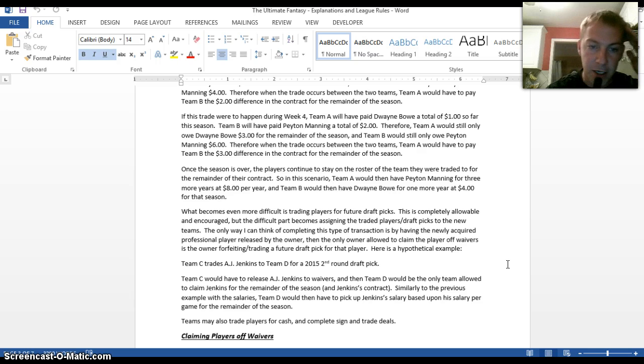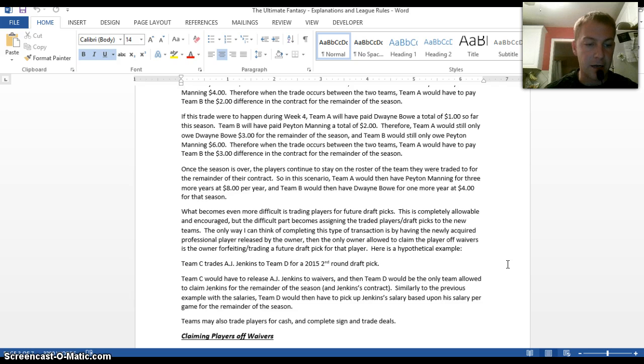So here's an example. Team C trades A.J. Jenkins to Team D for a 2015 second round draft pick. Team C would have to release A.J. Jenkins to waivers, and then Team D would be the only team allowed to claim Jenkins for the remainder of the season along with his contract. Similarly to the previous example with the salaries, Team D would then have to pick up Jenkins' salary based upon his salary per game for the remainder of the season. Teams may also trade players for cash and complete sign and trade deals.